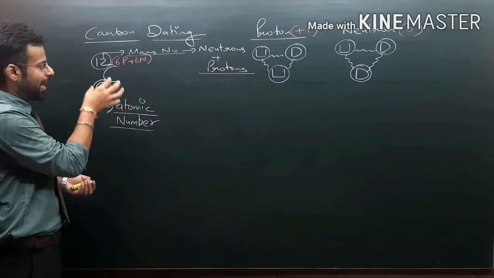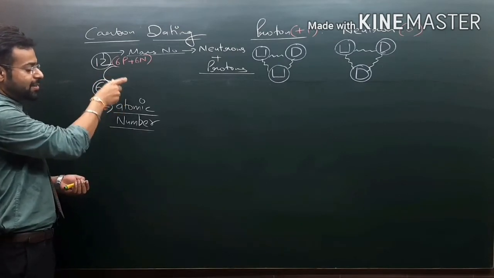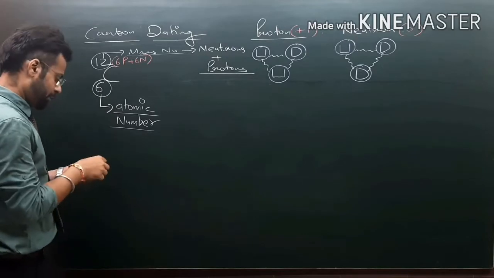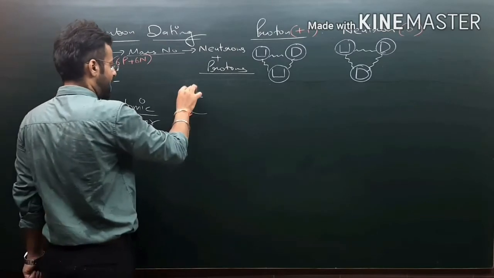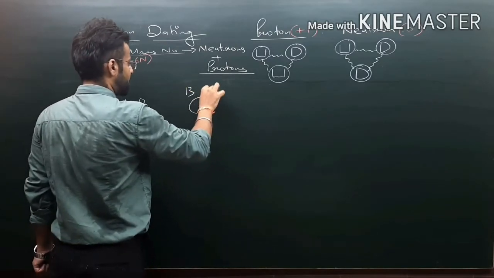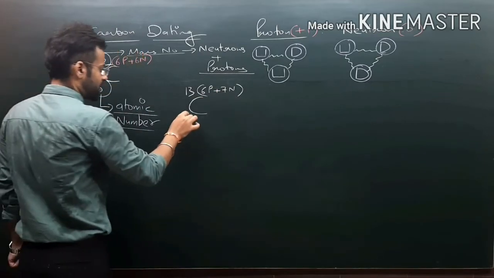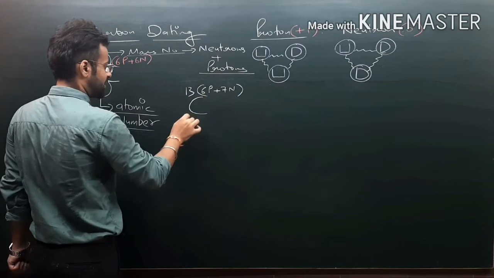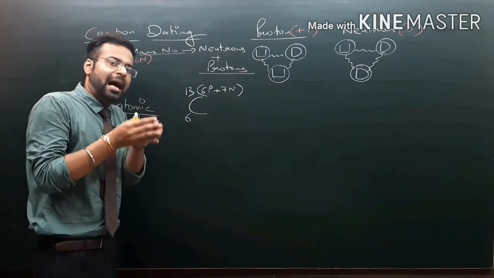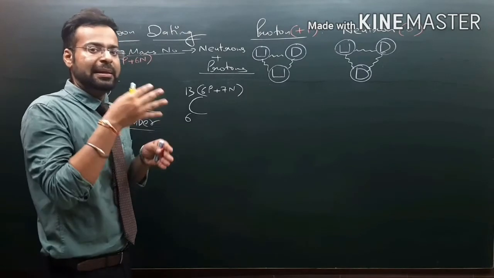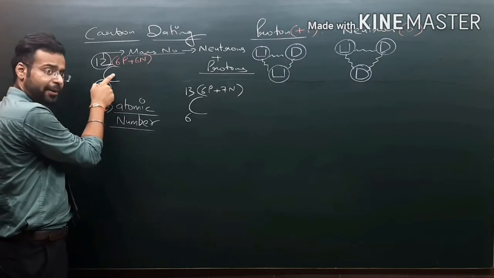Now what I am doing is adding, supposing this carbon has one more neutron, which is possible. Because if a carbon has one more neutron, it becomes carbon 13, where there are 6 protons and 7 neutrons. And of course, because there are 6 protons, the atomic number remains 6. Remember, atomic number is the identity of an element.